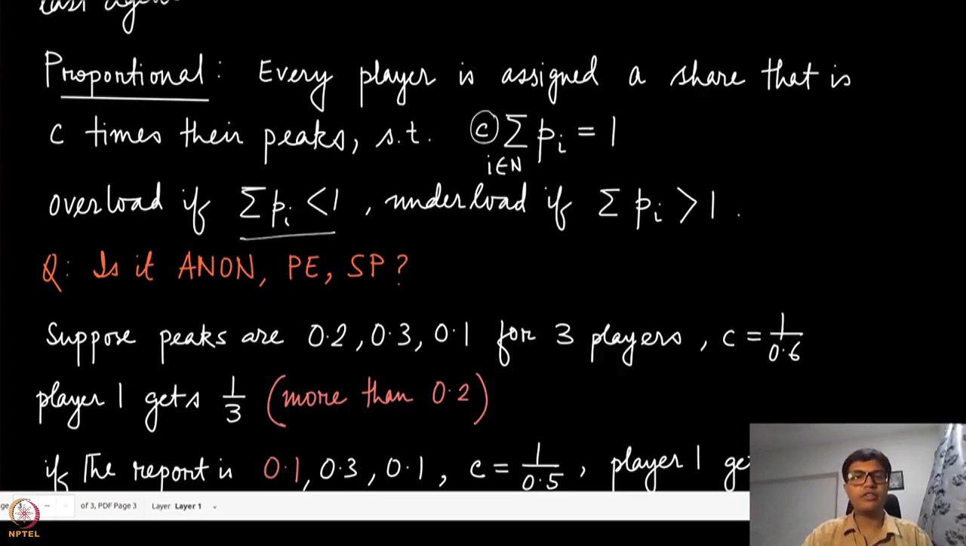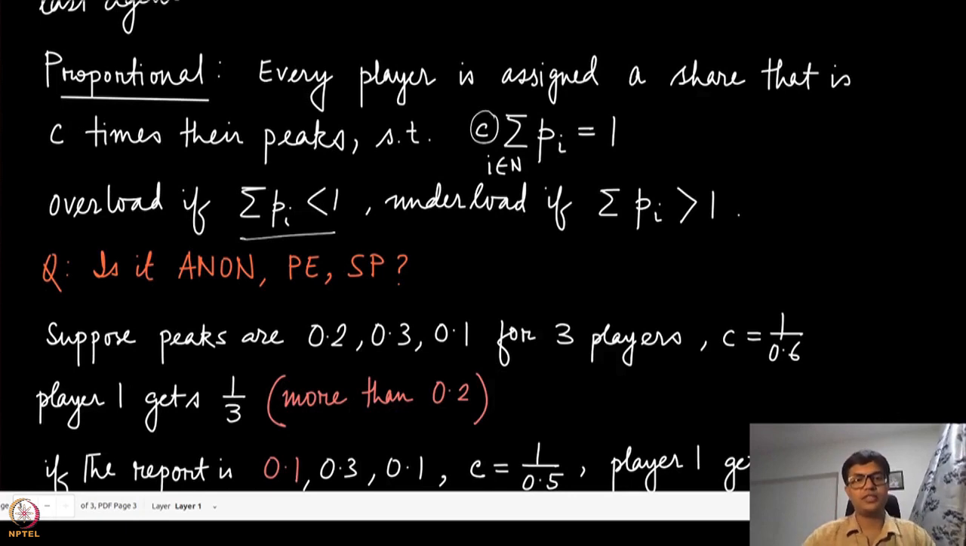It is also Pareto efficient because everybody is either getting underloaded or overloaded in the same way. Any Pareto efficient allocation gives either more share to all the agents or less share to all the agents. So there is nothing like someone getting more and someone getting less, so that you can readjust and make everybody better off. That is not possible. So this is also Pareto efficient.